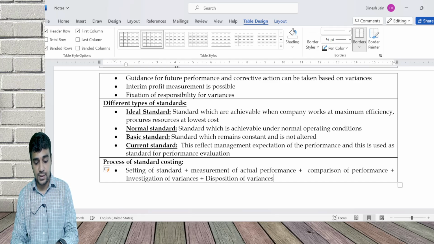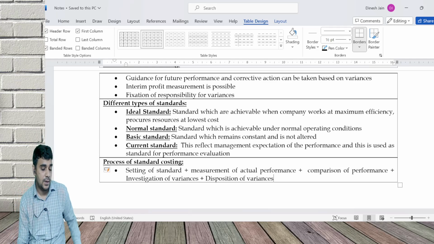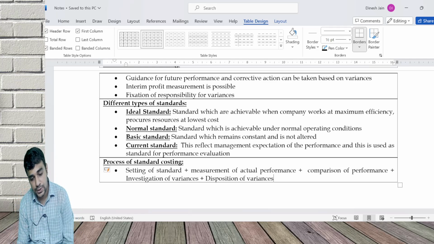You will have to give someone responsibility for that. Investigation and disposition of variances. You'll have to dispose them either as controllable or uncontrollable. Clear? Any doubts on this?